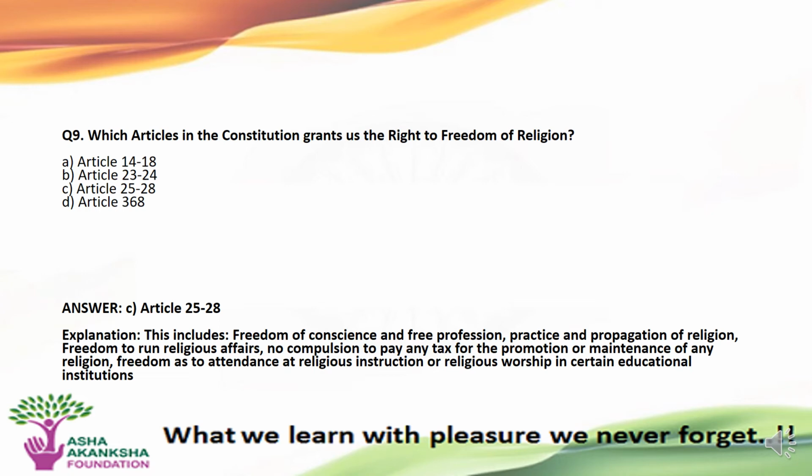So the next question is, which article in the Constitution grants us the freedom of religion? Options are A. Article 14 to 18, B. Article 23 and 24, C. 25 to 28, and D. Article 368. The answer to this question is option C, that's Article 25 to 28.